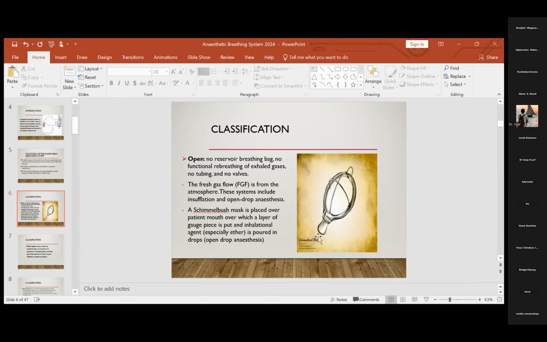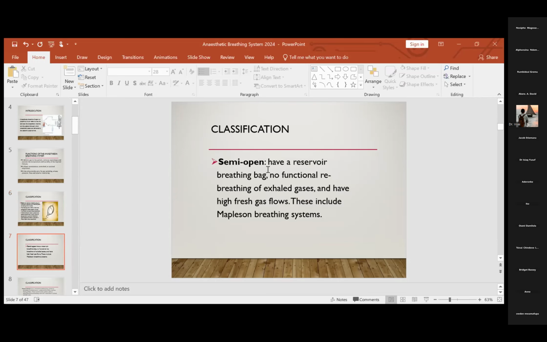Because the patient breathes in the inhalational agent through a gauze that is placed over this Schimmelbusch mask. So this is an example of an open system, and this is the system that your draw-over vaporizer also uses, because the concentration of the inhalational agent that the patient inspires is dependent solely on the patient's ability to breathe. And the advantage here is that if there is an overdose, or you have excess anesthetic liquid in here, the patient stops breathing and inhalation of the anesthetic liquid also stops.